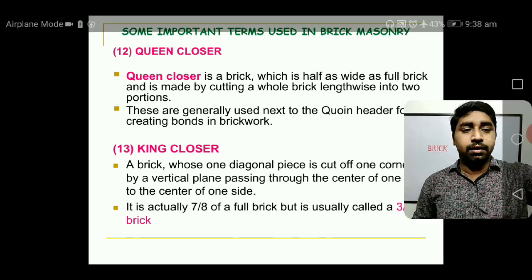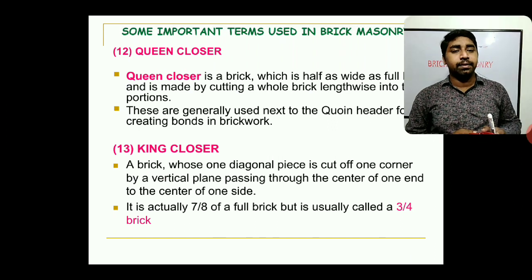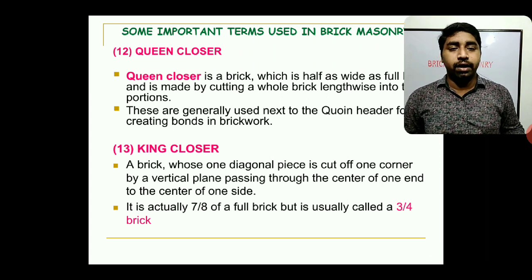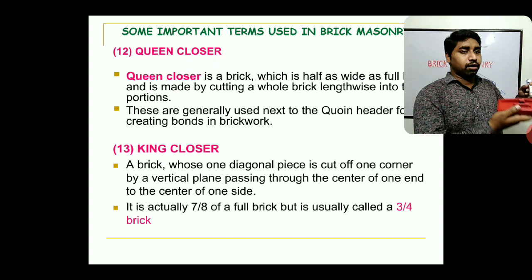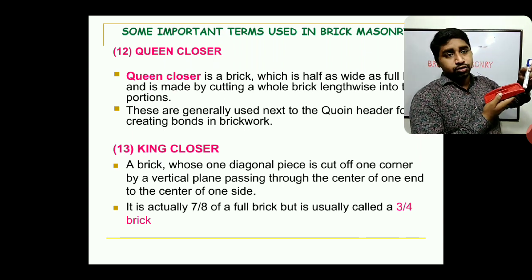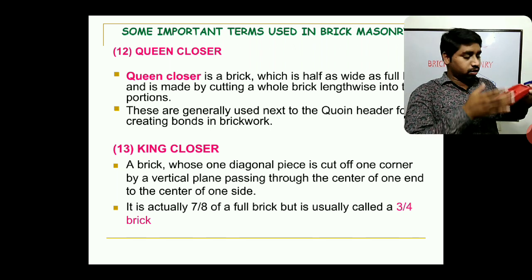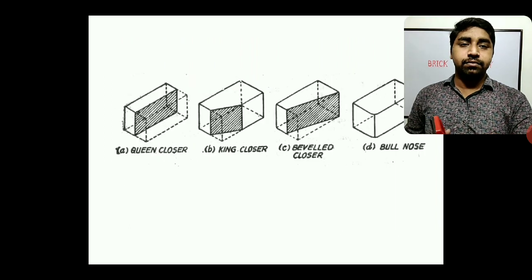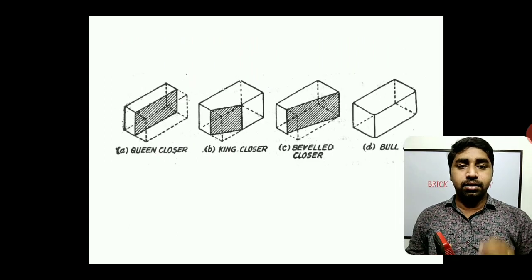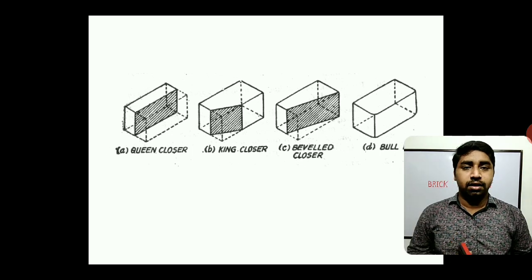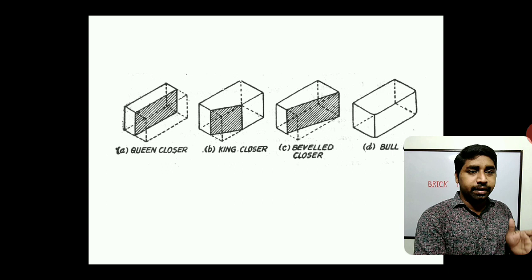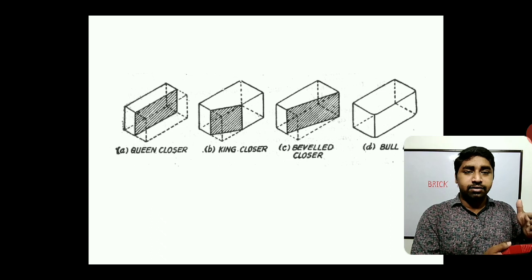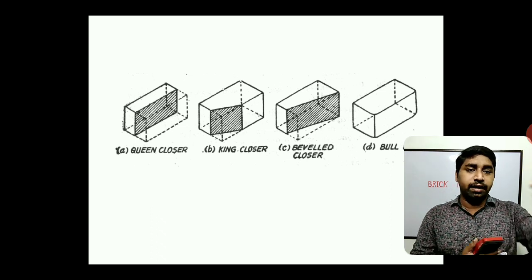Next, king closure. Here one diagonal piece is cut off one corner by a vertical plane passing through the center of one end and to the center of the other side. Means along this, here you can see. So from this corner to this corner, if you are cutting along this direction, then it is called king closure. So queen closure means on the screen, if it was cut along the length in the middle, then it is called queen closure. King closure means along the corner, at one end, if you are cutting, then it is called king closure.